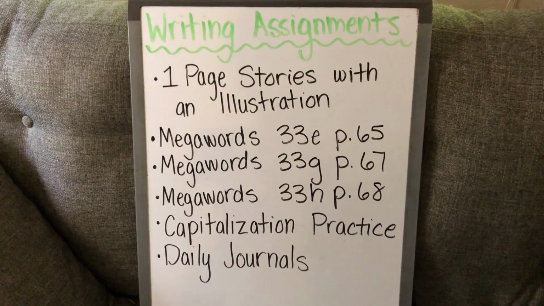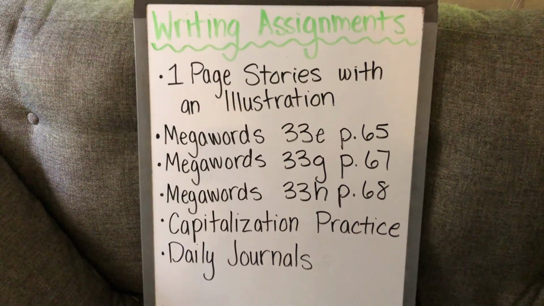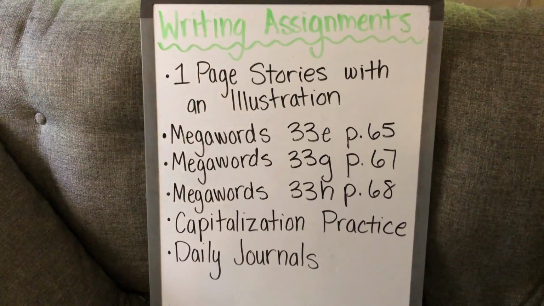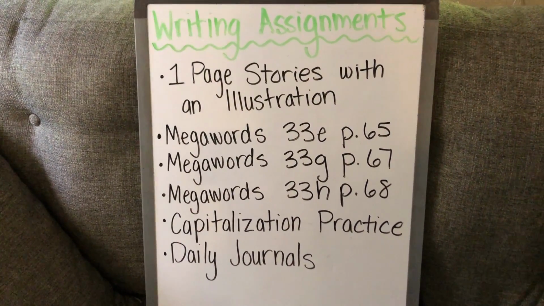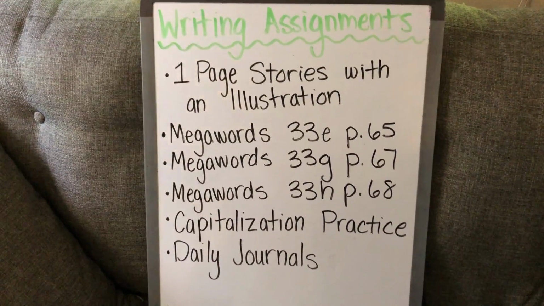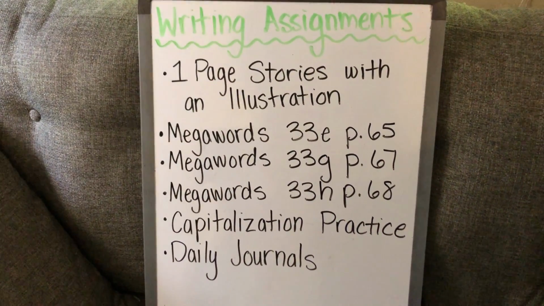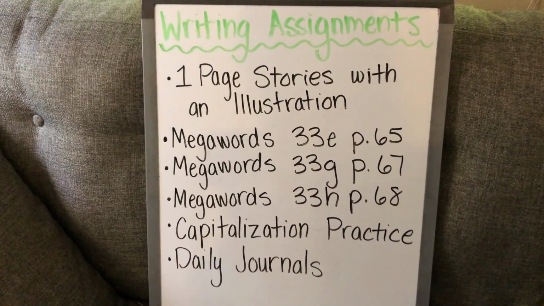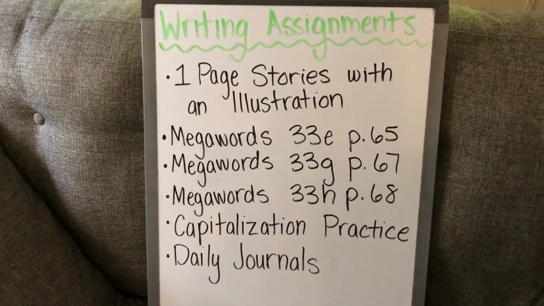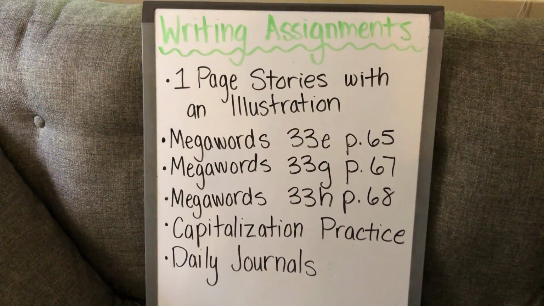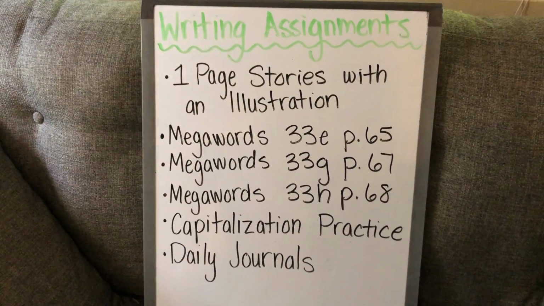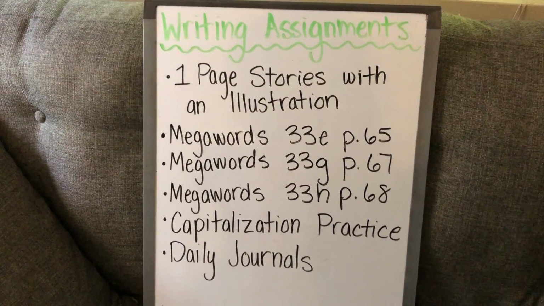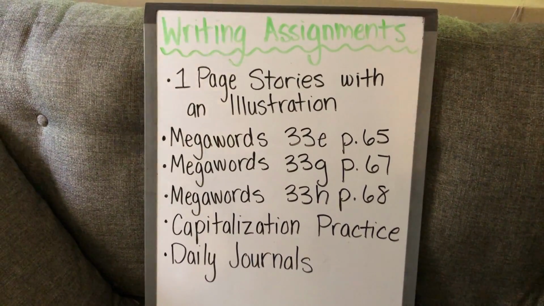Here are your writing assignments for this week. Your main assignment is to complete a 1-page story with an illustration. This is going to be similar to our 1-page stories that we've written before. You will be able to select your own prompt, except this time you will be adding an illustration to go along with your writing. You will complete 3 pages in your MegaWords book: page 33E on page 65, 33G on page 67, and 33H on page 68.